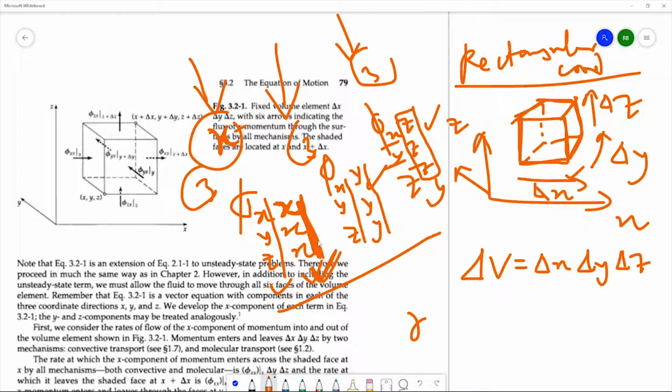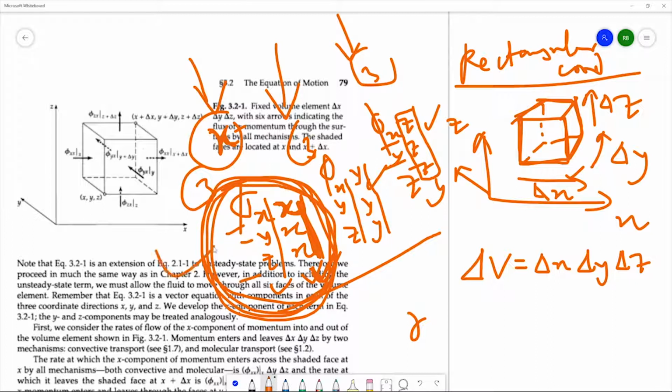Firstly, we'll do the x momentum transfer. The momentum is in the x direction, but it is getting transferred in x, y, z. So I will first do the balance for the x momentum, then we'll go for the y momentum.